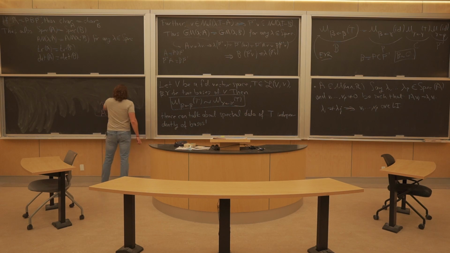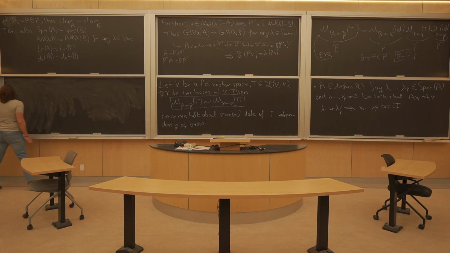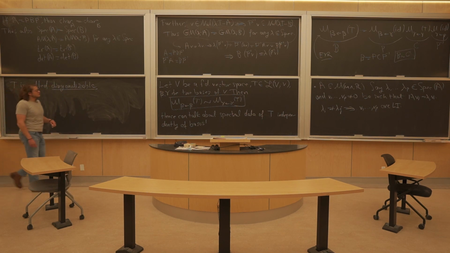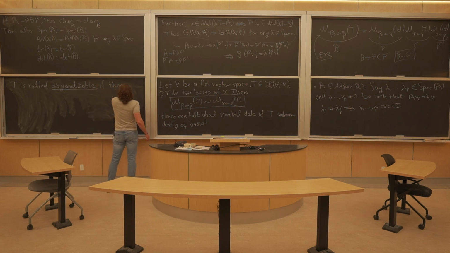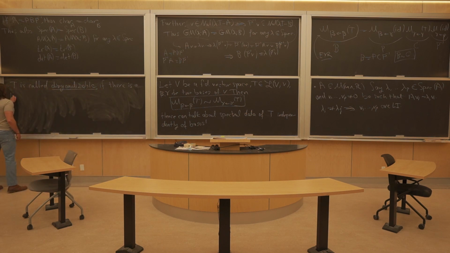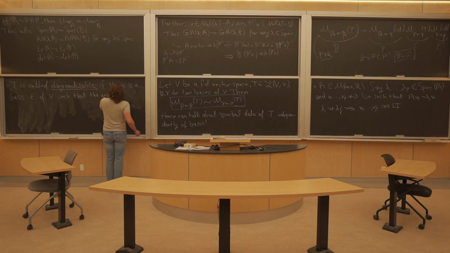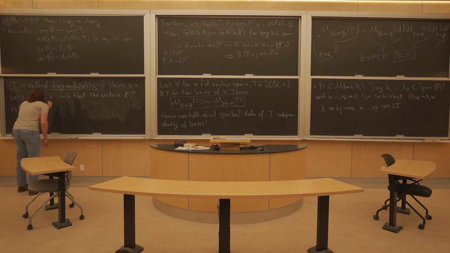So let me write it like this. T is called diagonalizable if there is some basis that I'm going to denote by epsilon, relative to which the matrix of T is diagonal. If there is a basis epsilon of V such that the matrix of T relative to epsilon is diagonal.